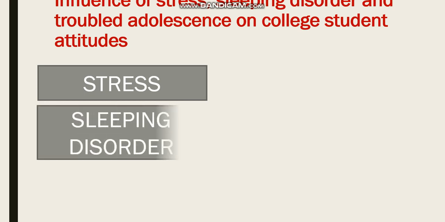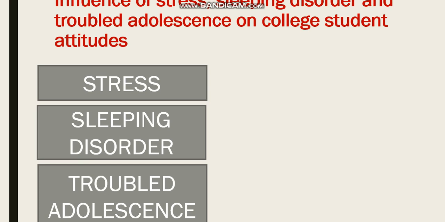Okay, let's see how it falls into the conceptual framework. The first one is already shown here. Let's see what is the next one. Sleeping disorder, troubled adolescence. You can compare this concept map on your left with the sequence of the title: stress, sleeping disorder, troubled adolescence.